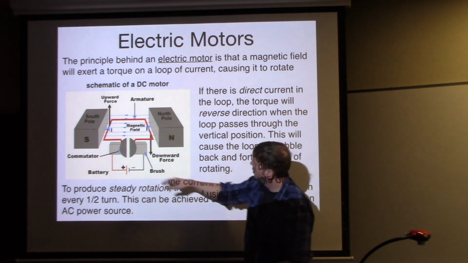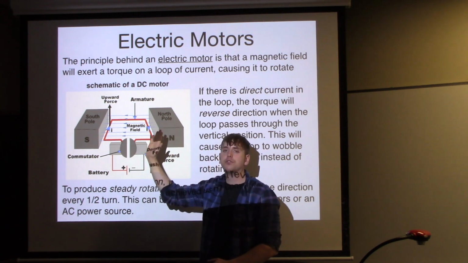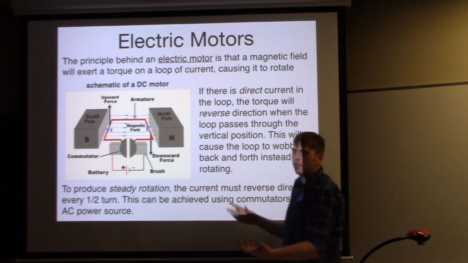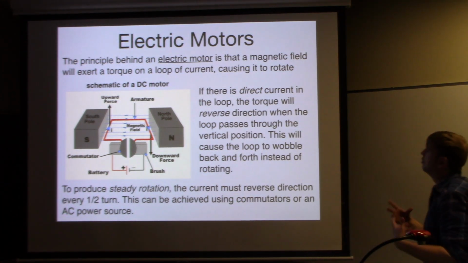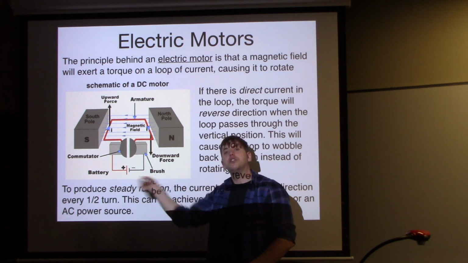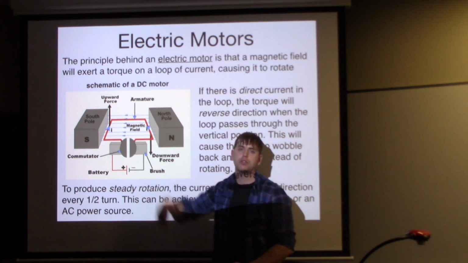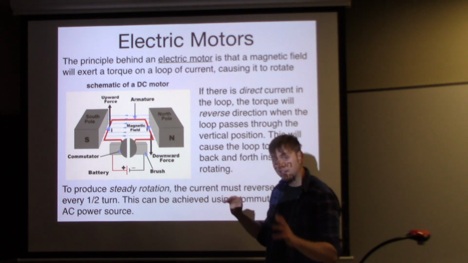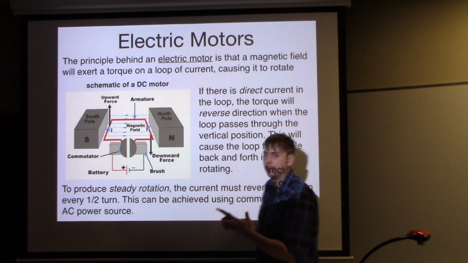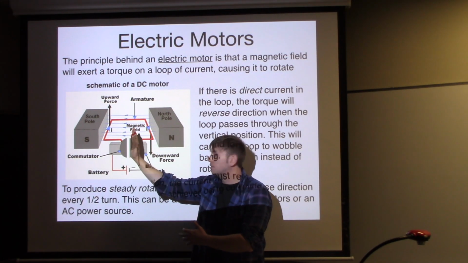So for instance, if the torque was going this way, as soon as it flips over the vertical direction, now my torque is going to go the other way. So that's not really going to do what a motor is supposed to do. Instead of a constant torque just going in one direction, this is going to cause the loop to flop back and forth, okay? So what we need is the current to change direction every time the loop is in the vertical position like this. Okay?